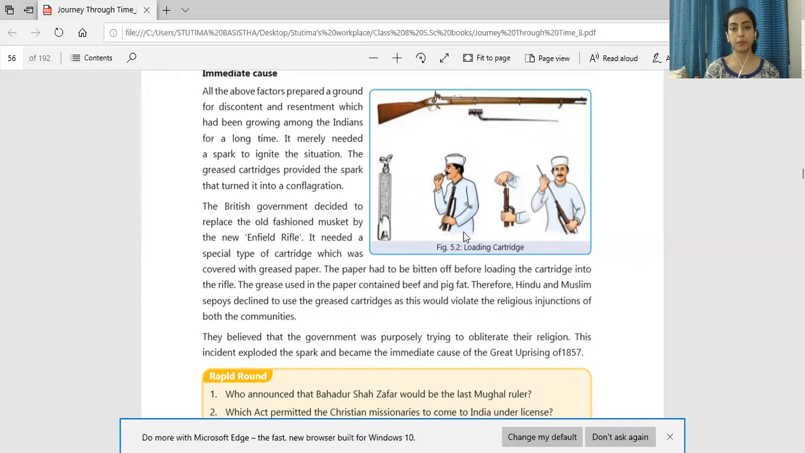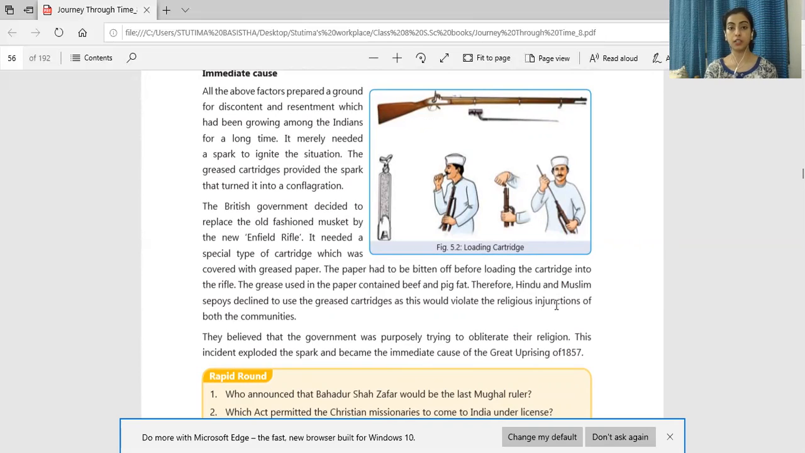So as you can see in the picture here, this Enfield rifle had a cartridge. What is a cartridge? A cartridge is the place where the gunpowder is stored. And the cartridge has a greased paper, and it was believed that the greased paper was made with pig and beef fat, and it was again against the religious belief of the Hindus and the Muslims to bite or to take that greased beef or pig fat into their mouth.